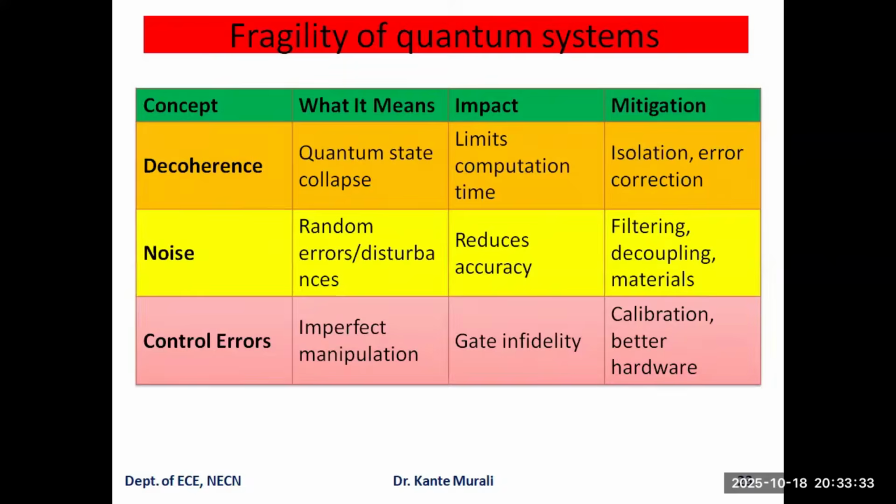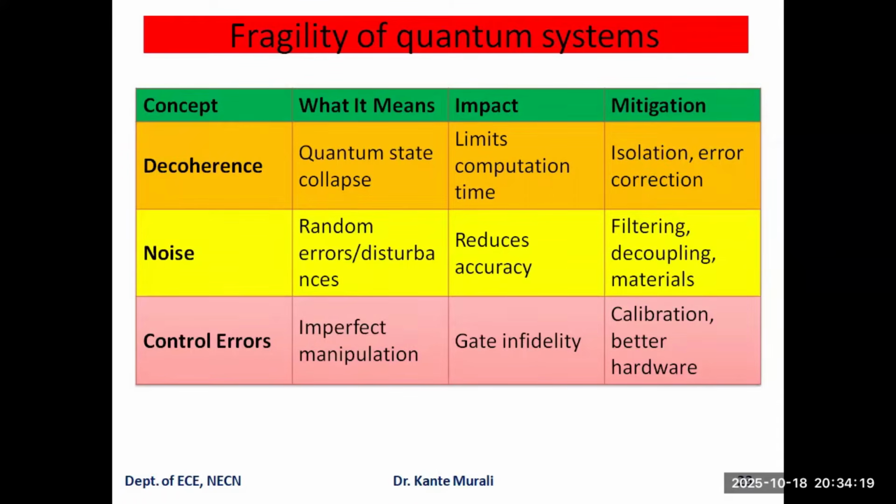Let me summarize. What are the various sources of fragility in quantum systems? What does each mean, what is its impact on the system, and what are the various techniques to overcome it? Decoherence causes the collapse of the quantum state, which limits the speed of operation. However, we can avoid decoherence by adopting isolation techniques and error correction techniques.